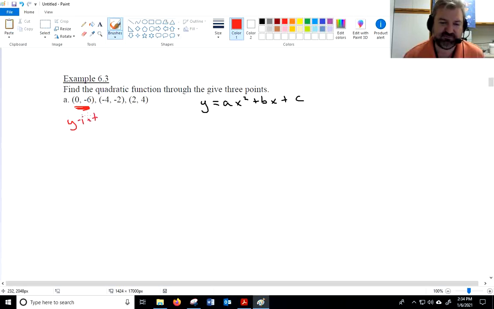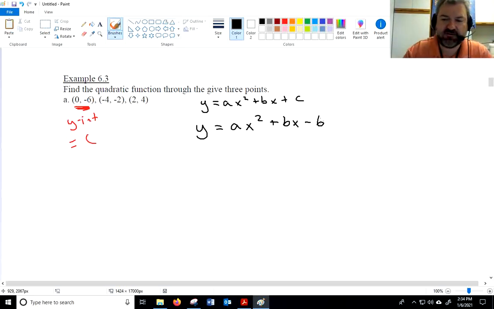The y-intercept is what you get when you plug a 0 in for x. So what it's saying is that if I plug in a 0 for x, I would get 0, 0 plus c is equal to y. So this is actually telling me the c value. So we actually know that this equation is some ax squared plus bx minus 6. So the only things left to find are a and b.